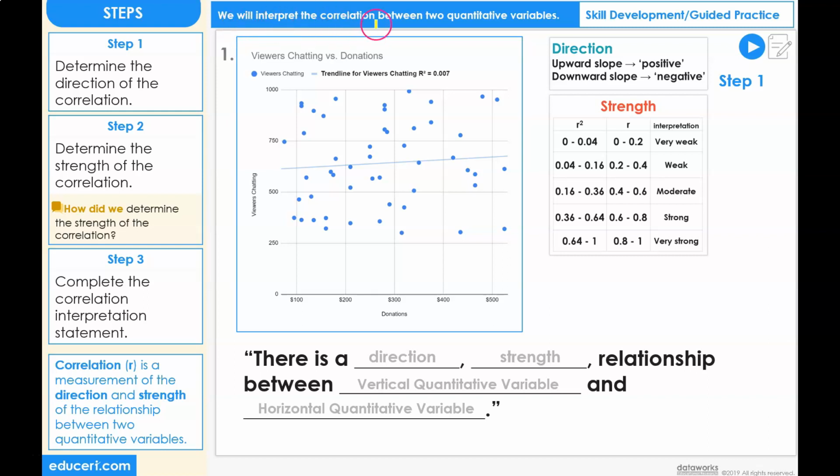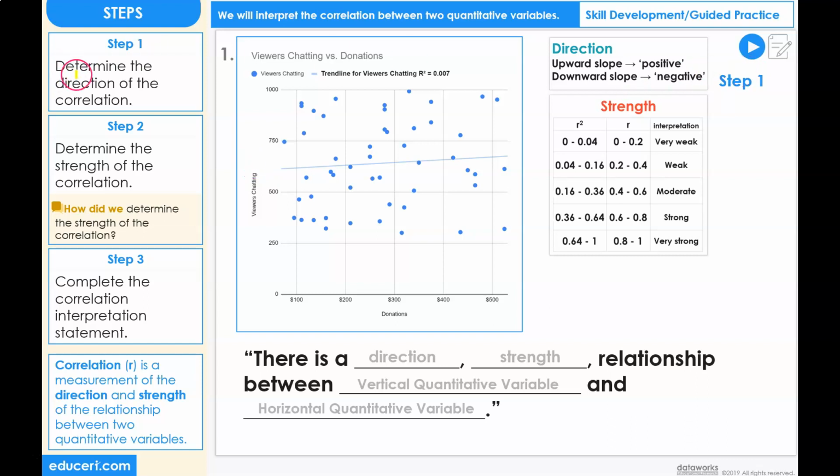Let's interpret the correlation between two quantitative variables. Problem number 1. We have a scatterplot for the two quantitative variables, viewers chatting versus donations. The horizontal quantitative variable is donations, and the vertical quantitative variable is viewers chatting.